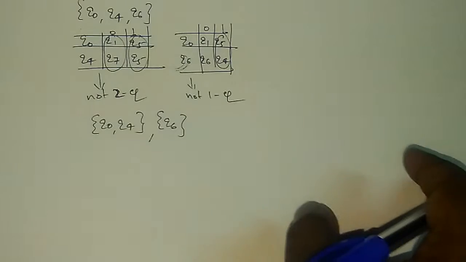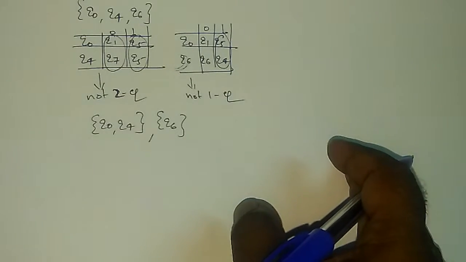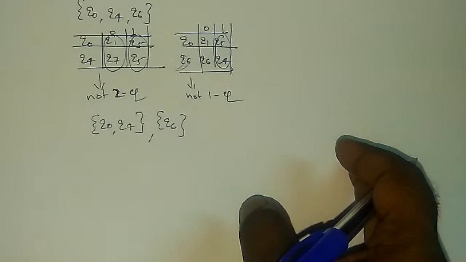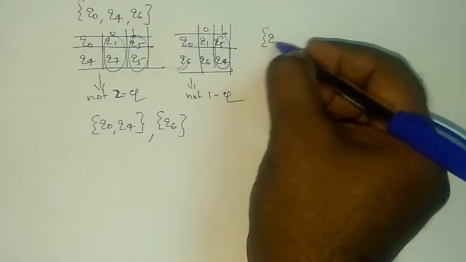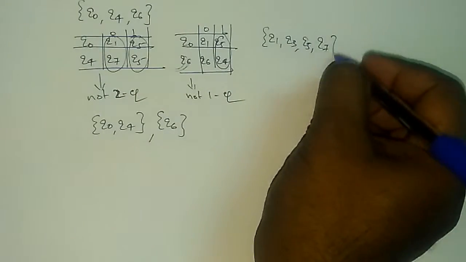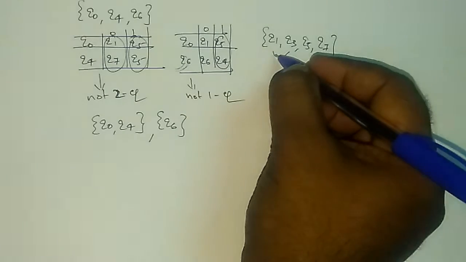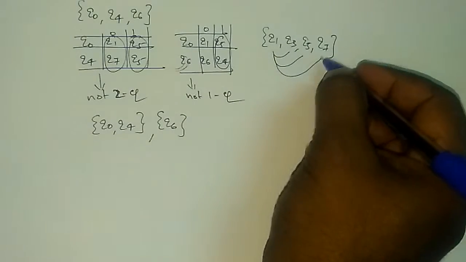Next, we said that we are going to compare another set. So what is that other set here? Q1, Q3, Q5, Q7. Okay. So the other set is Q1, Q3, Q5, Q7. So first Q1 is compared with Q3. Next Q1 is compared with Q5. Q1 should be compared with Q7.